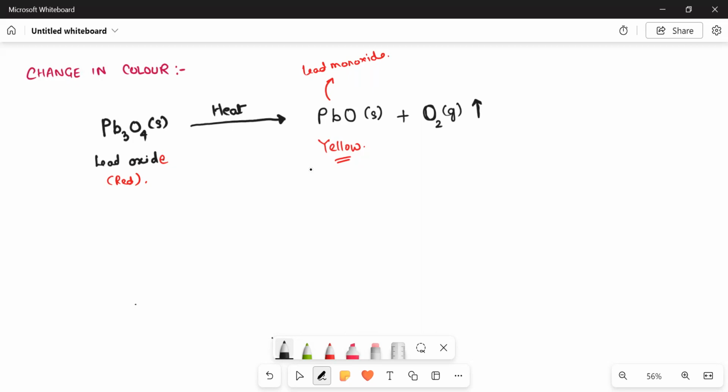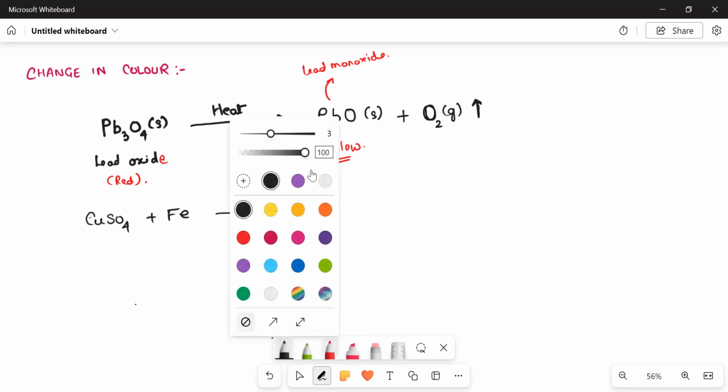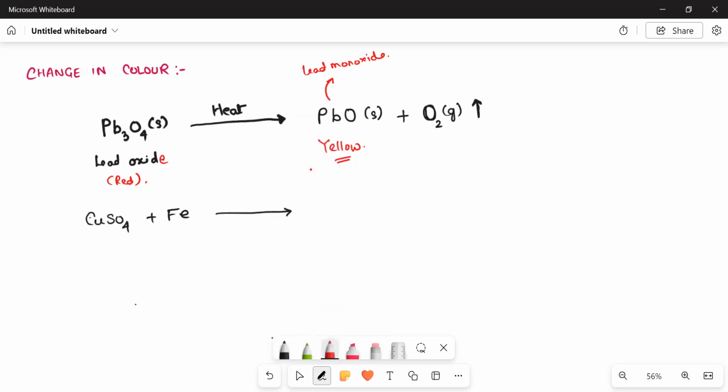Let me give you one more example. You have studied this in your junior classes, right? Take copper sulfate and put an iron nail inside it. You will observe this particular change. What happens in this situation is that copper sulfate is green in color. This is known as copper sulfate. This is a liquid, and the iron nail is solid. What happens after some time? What will you observe? You will observe a change.